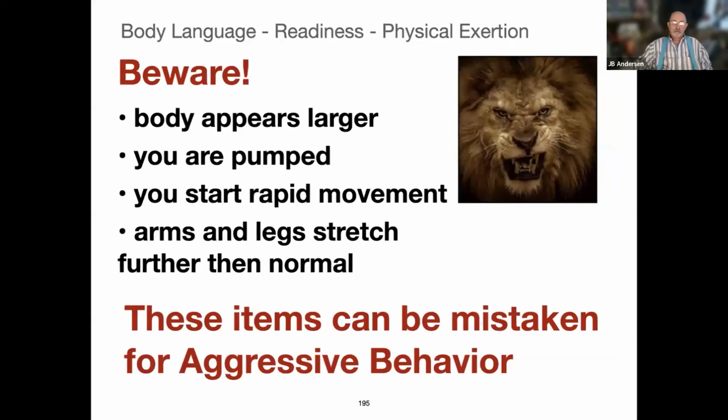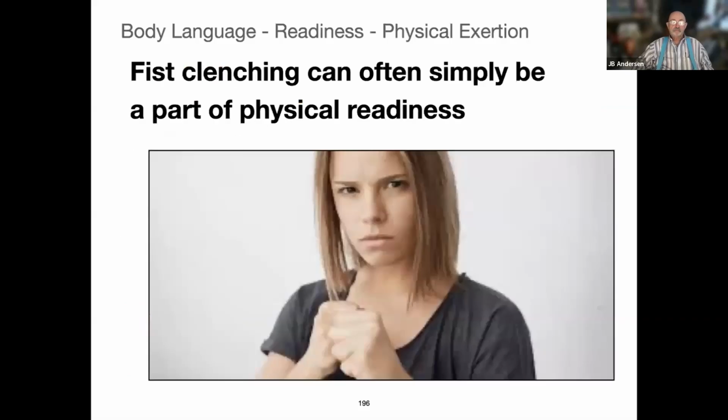But here's a beware. Body gets larger, you're pumped up, start rapid movement, arms and legs stretch further than normal. This can be misinterpreted, mistaken for aggressive behavior. So watch out for the lion. Fist clenching can often simply be a part of physical readiness. It's just so glad to be speaking here today, kind of thing.